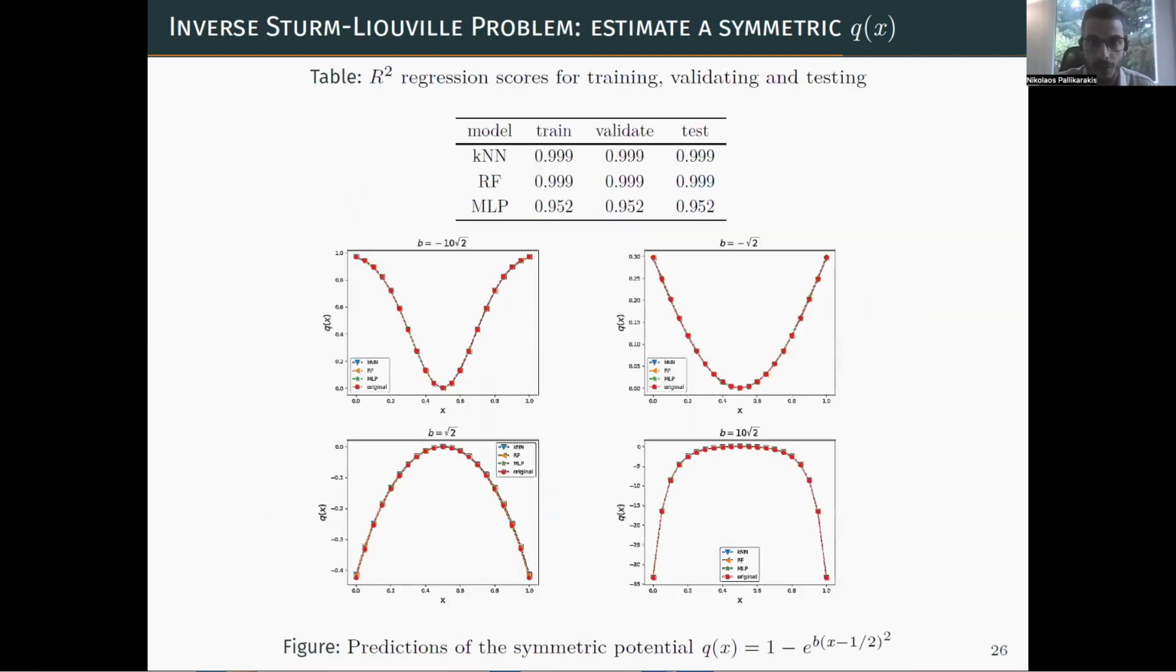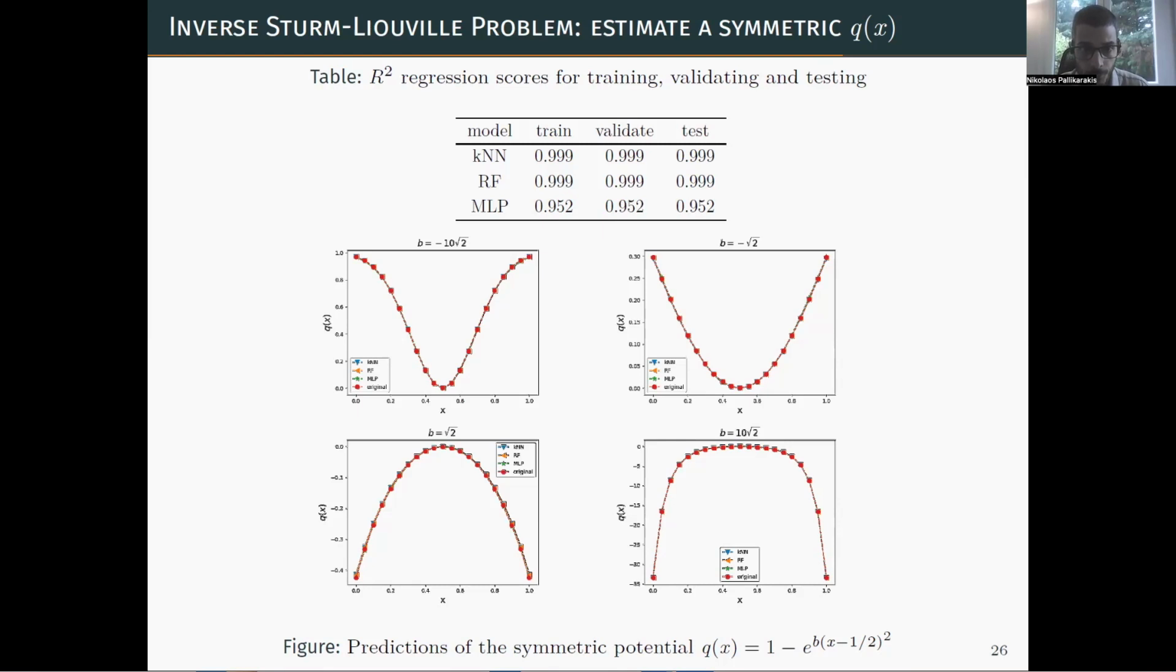Let's have a look firstly at the table on the top. So these are the R-square regression scores, the coefficient of determination, for training, validating, and testing, for all the 3 models we used: KNN, RF, and MLP. One thing which is really important in machine learning applications in general is that the results in training and validating sets should be close enough. And this means that the algorithm is not overfitting and it's learning well, and it's possible to generalize to the unknown data set.